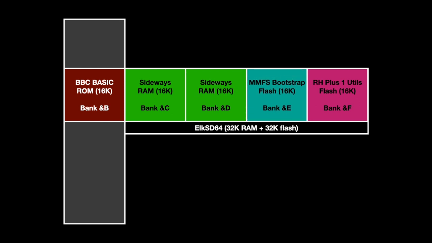Bank E contains a version of the MMFS code with a special bootstrap loader. This version of MMFS can't run directly from ROM, but must be copied to RAM, which the bootstrap loader does upon power-up. It copies itself into the higher numbered bank of RAM that is free, bank D, leaving bank C of RAM unused. So why does it do that, especially as MMFS can run directly from ROM?